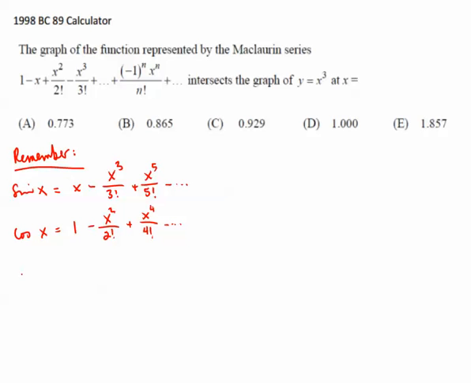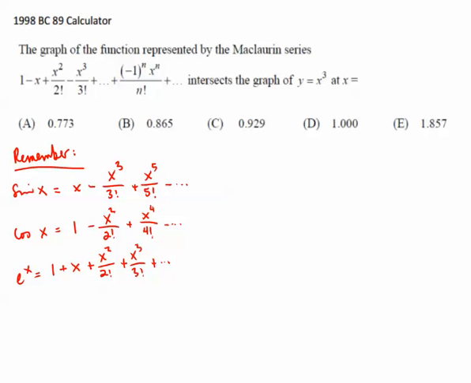The third one that you do need to remember is e to the x, and that has all of the terms: 1 plus x plus x squared over 2 factorial plus x to the third over 3 factorial. So it has all of the terms. They're all positive, and they also have factorials in the denominator. So these three are very similar to each other, and you do need to memorize those.